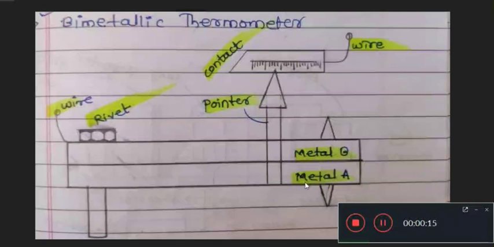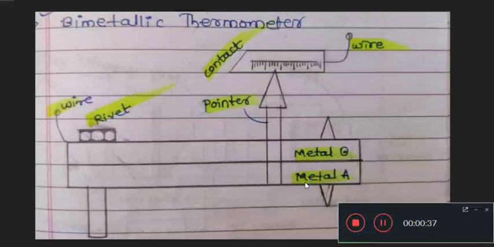Now we shall start the sixth CO, that is the sixth chapter, measurement of temperature and pressure. We shall study first the measurement of temperature instruments. The first one is the bimetallic thermometer. The bimetallic thermometer is as shown in the figure.